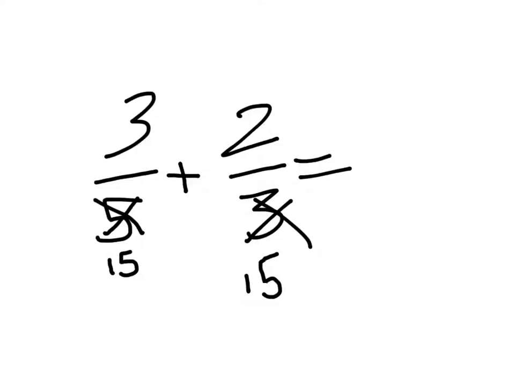Now, 5 times 3 equals 15. So we're going to do 3 times 3, which would be 9, because we have this 5 here, and 5 times 3 equals 15. So we're going to change this into 9. And then 3 times 5 equals 15. So we're going to do 5 and multiply this by 5. And then you'll get 10. So then what you have to do is start adding. So 9 plus 10 equals 19.